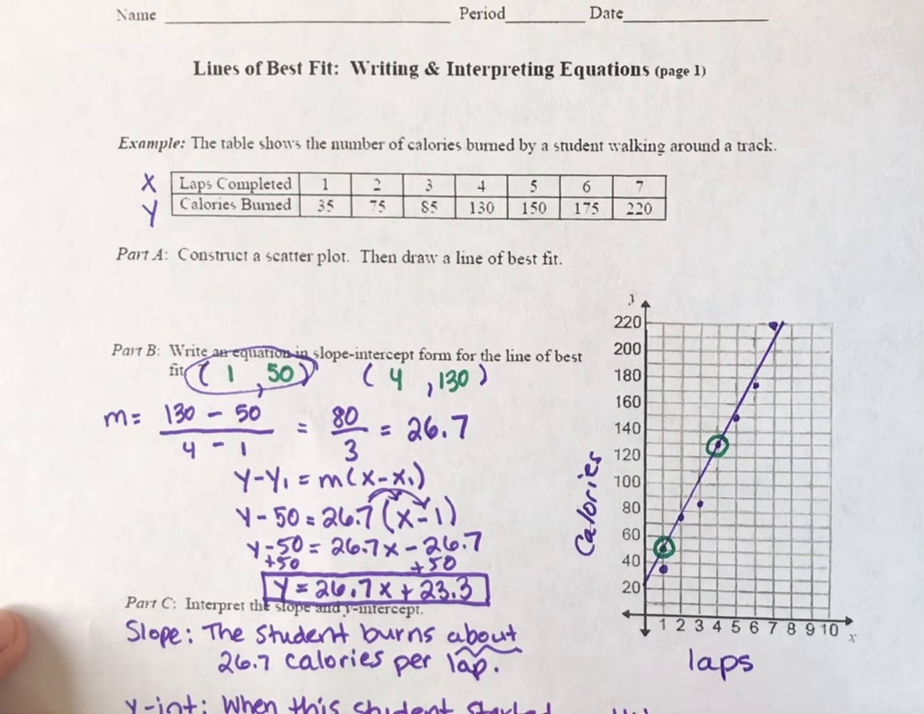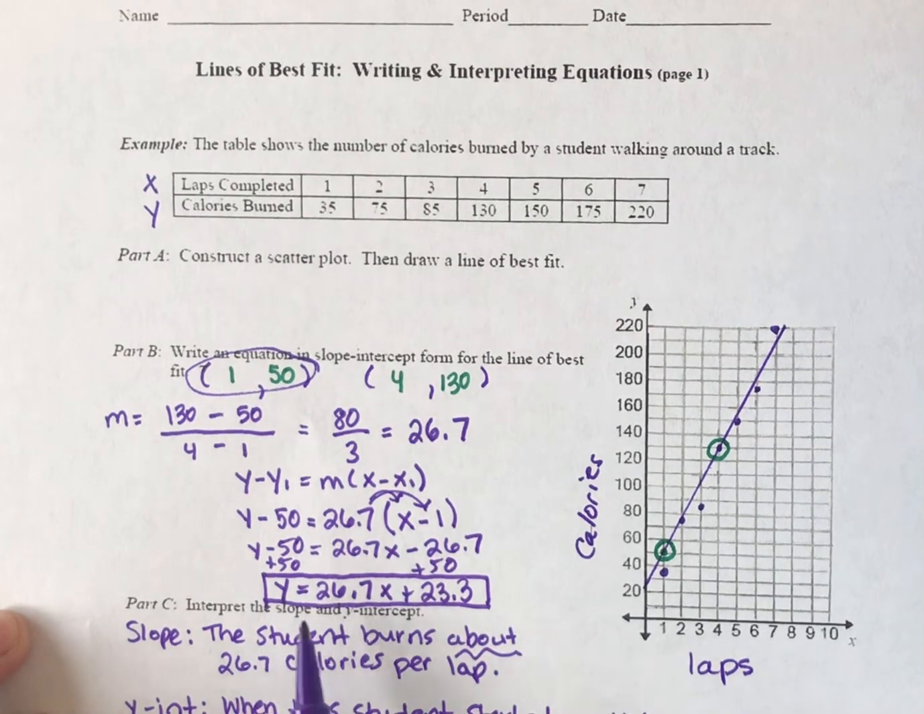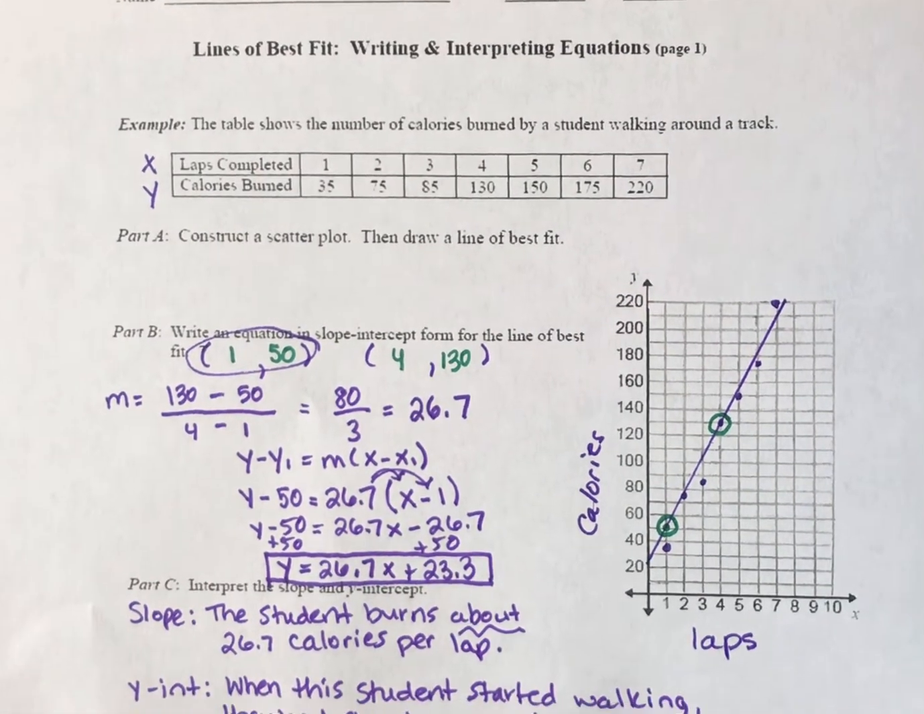So what that means is that when this student started walking, they had already burned about 23.3 calories. So again, use the numbers, define the numbers that you get in your equation. Okay, don't forget, these are all going to be a little bit different for everybody.